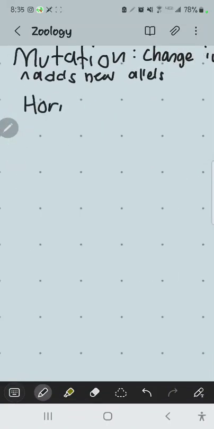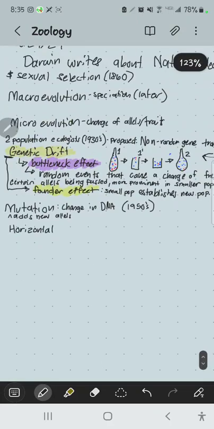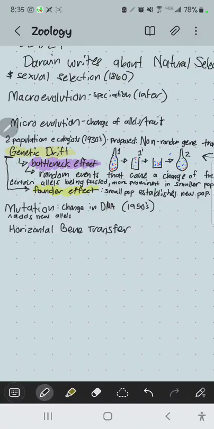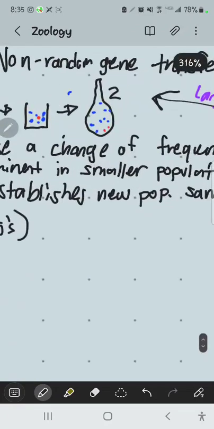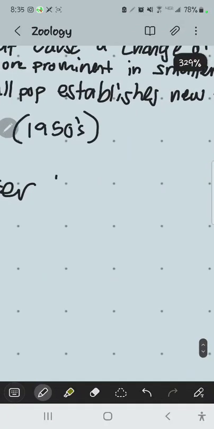Horizontal gene transfer, I'm going to say that this probably was made clear in about the 2000s. So in the last 20 years, it has become clear that this is happening. The reason horizontal gene transfer became known is when genome sequencing became possible, like in the 1990s.